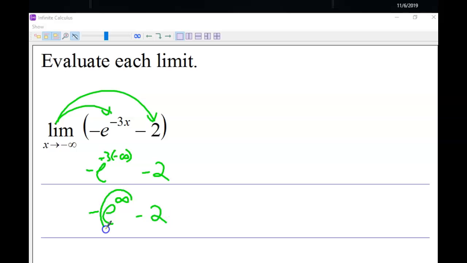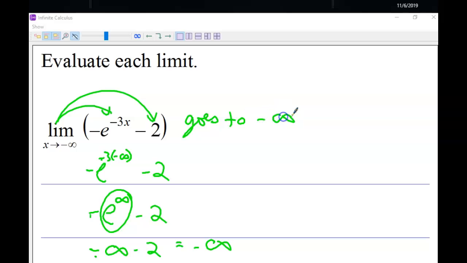And we've already talked about what e to the infinity is, right? It's infinity. But notice that negative in the front. So now it's negative infinity. What happens if you take negative infinity and you take 2 more away from it? Guess what? You still get negative infinity. So we won't say equals. We'll say goes to negative infinity. There you go. All right.